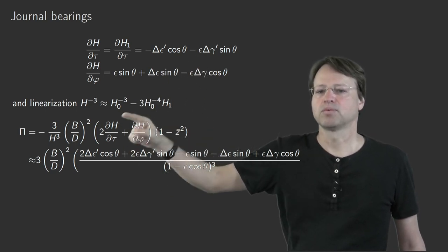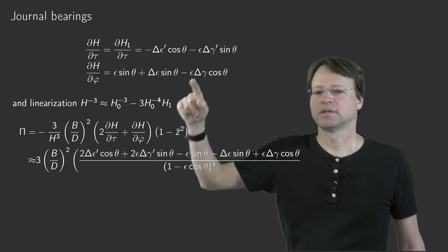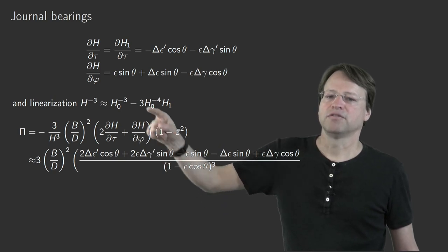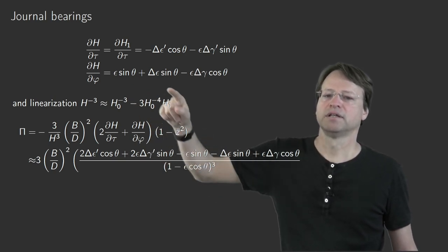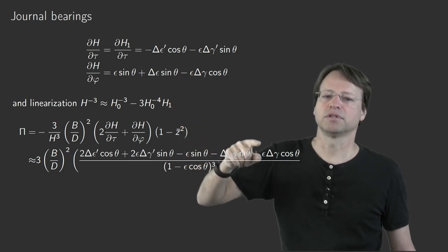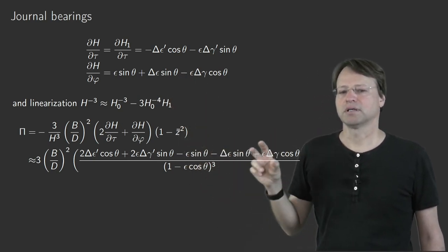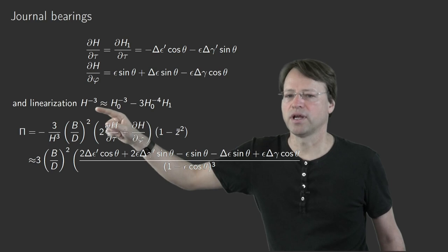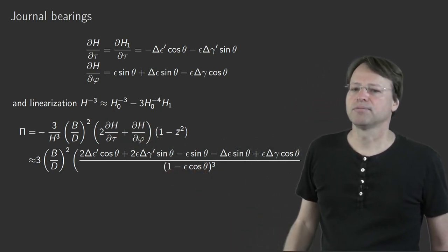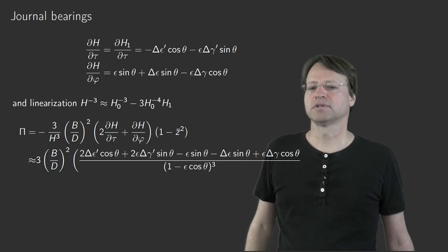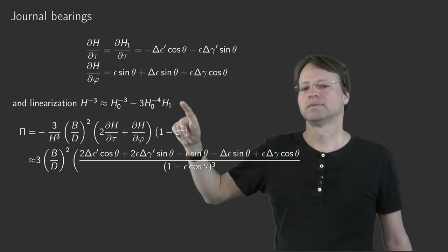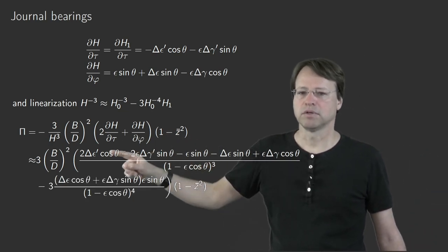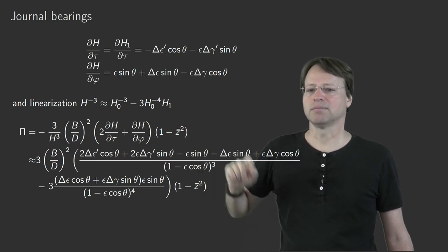Second term, we have to take twice. Dh by dt is this one here. And now we take the terms dh by dphi and we change the sign, so it's a negative sign here, and it's a positive sign there. So this is the first part, which is related to the linearization of h to the power of minus 3. Now we come to the second part, which is minus 3 times h 0 to the power of 4, times h sub 1. And we close the parentheses and add the 1 minus zeta bar squared here.